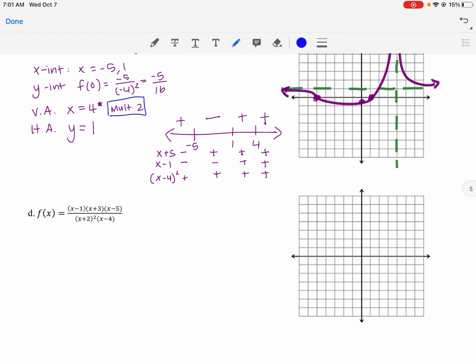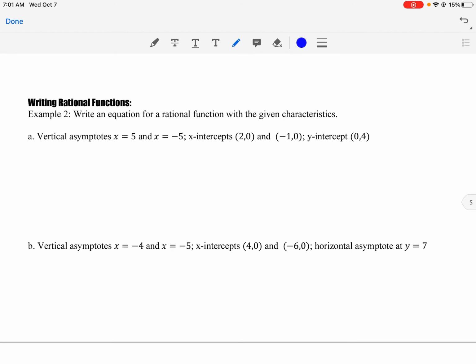Okay, I think we've had enough weird ones, so I'm going to go ahead and skip D. You do not need to do that. But we do want to practice writing some rational functions. So this time, given some key features, we're going to go back through and write these.